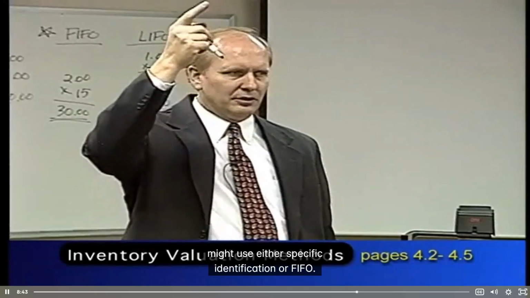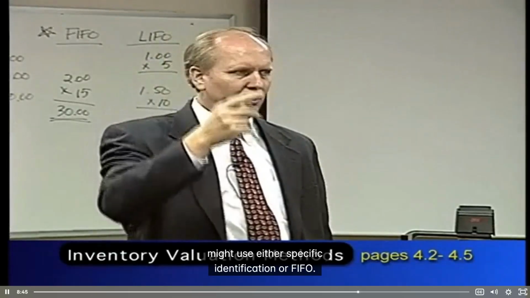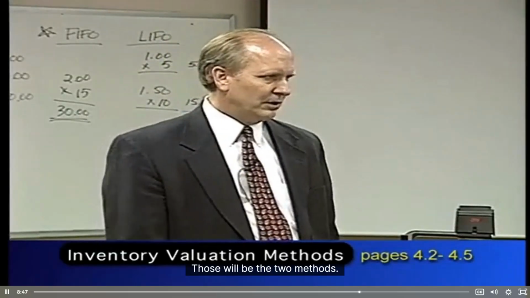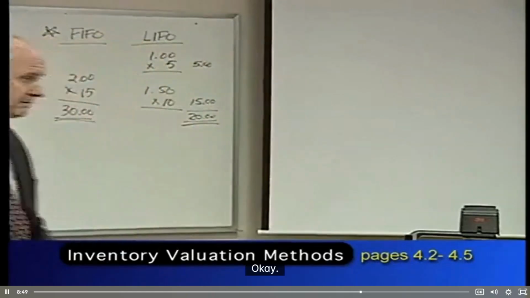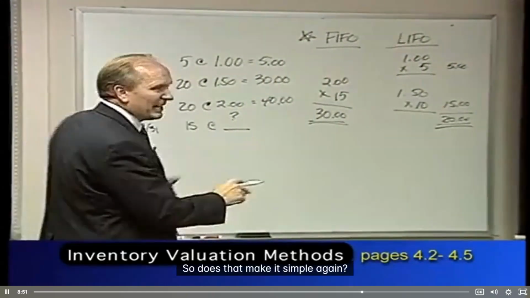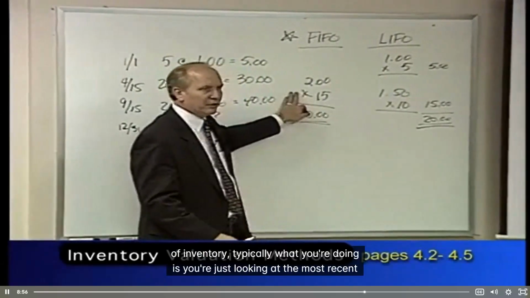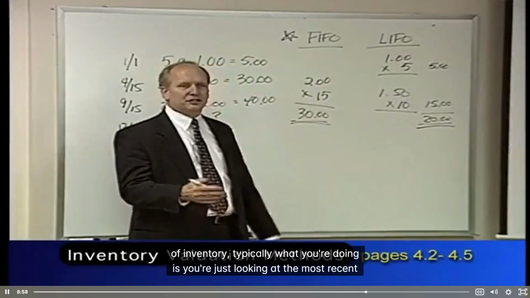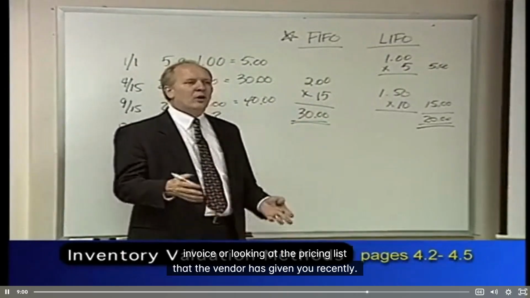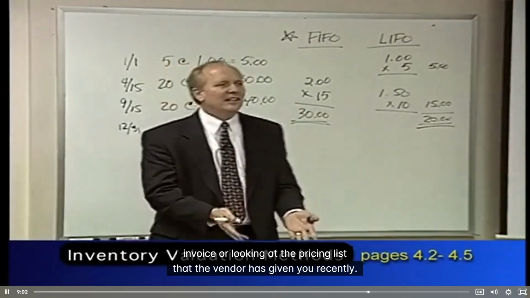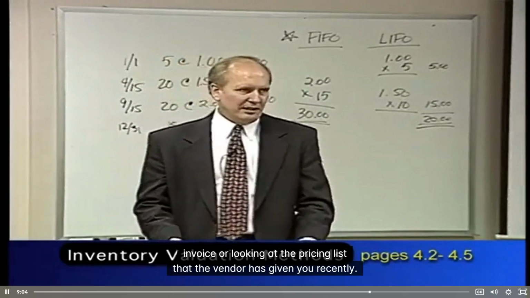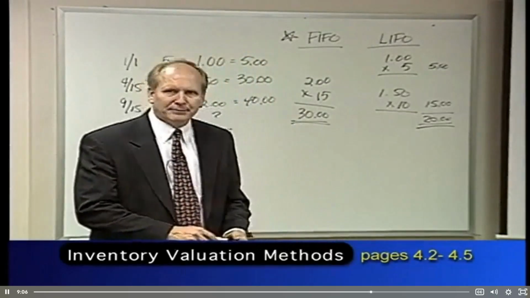There's really only two methods that they might use, either specific identification or FIFO. Those would be the two methods. And in doing so, does that make it simple again? So when you're looking at the cost of inventory, typically you're just looking at the most recent invoice or the pricing list that the vendor has given you recently. That's usually how you're valuing.